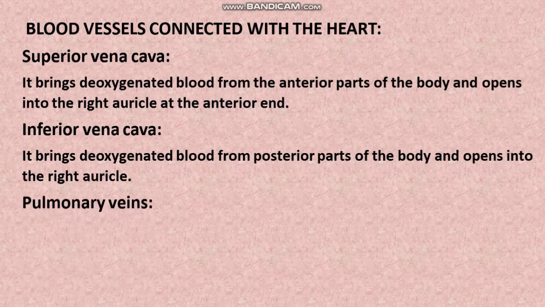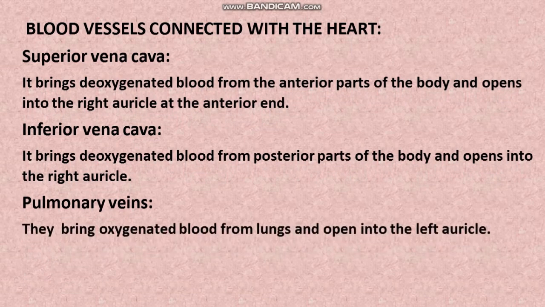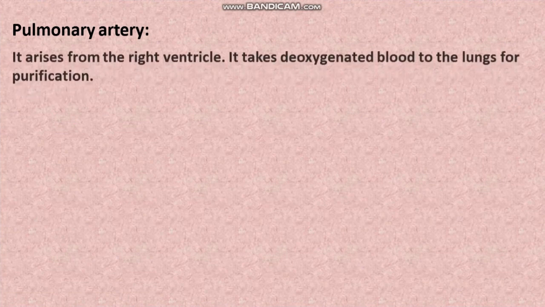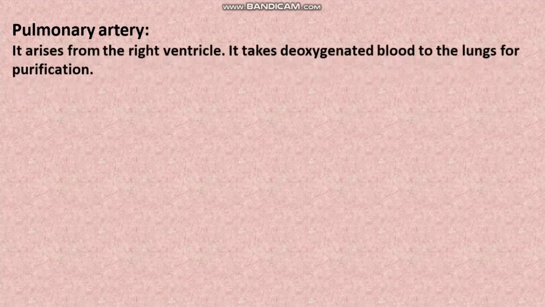Pulmonary vein. They bring oxygenated blood from the lungs and open into the left auricle. Pulmonary artery. It arises from the right ventricle. It takes deoxygenated blood to the lungs for purification.